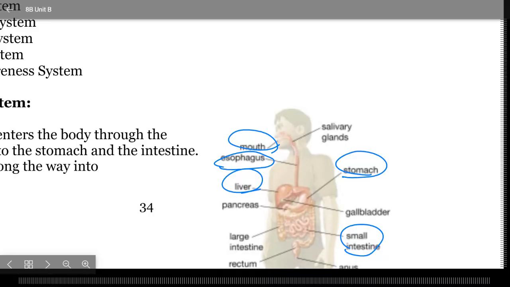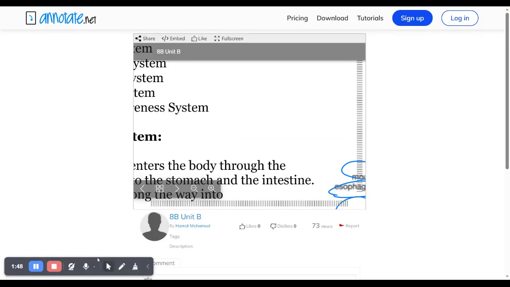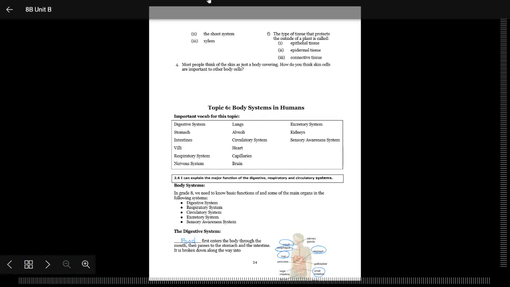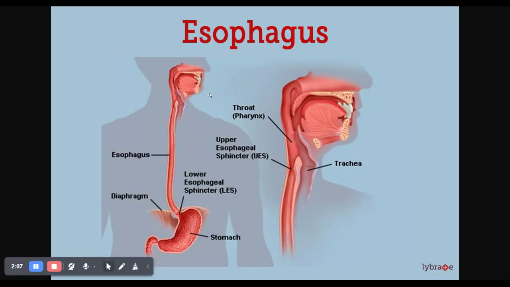One second. I'm just gonna pause it for now. Alright, so I can't seem to bring up the esophagus picture. I do not know why. There we are.